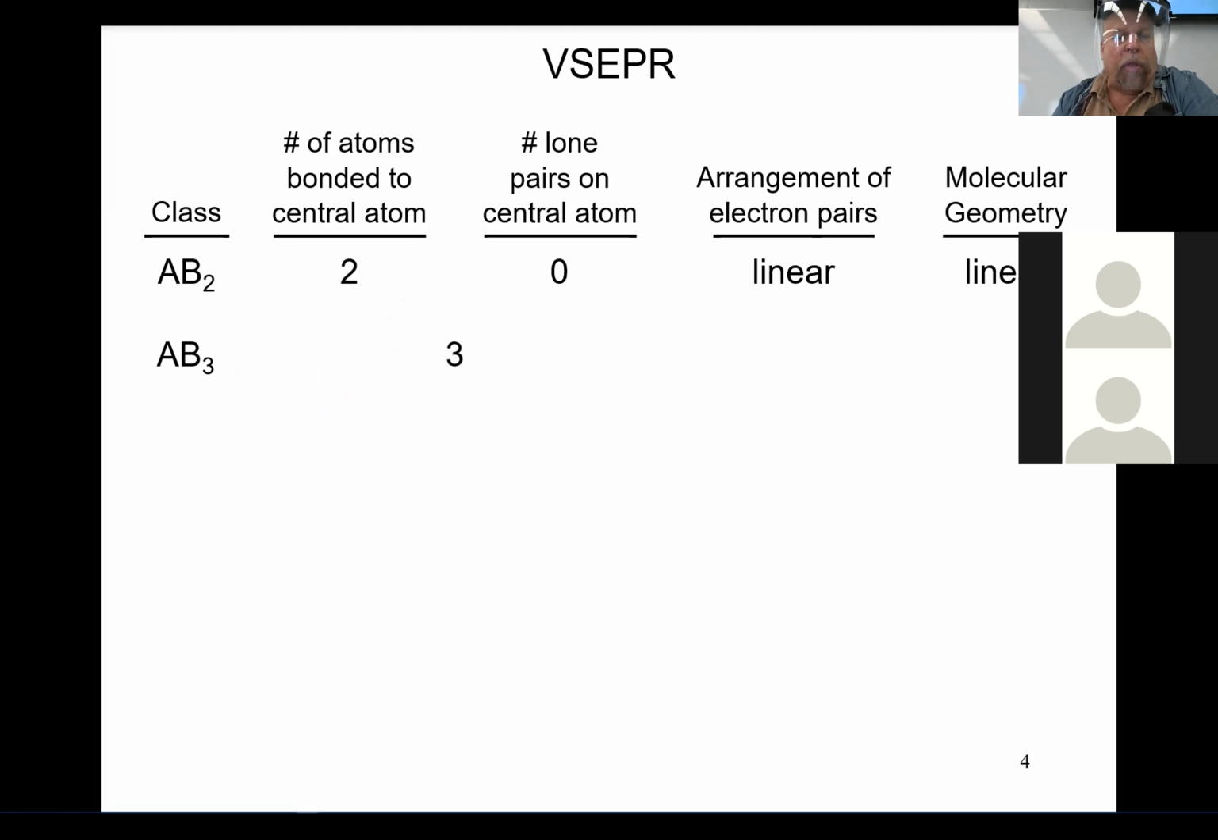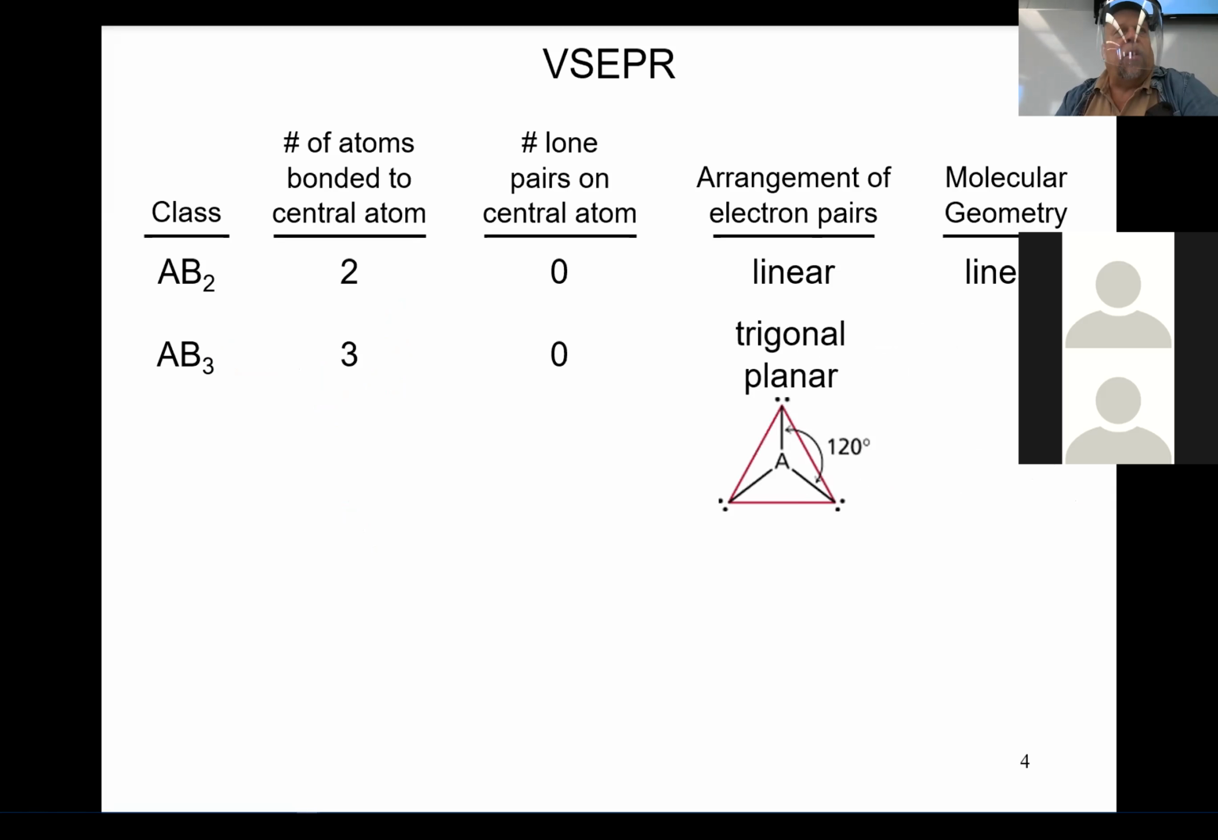So we move along. You have 3 atoms bonded to the central atom, no lone pairs again. And this is called trigonal planar. And it's flat like that, and essentially you can see that if you put the boron in the center with a chlorine over here, a chlorine over here, and a chlorine down there.